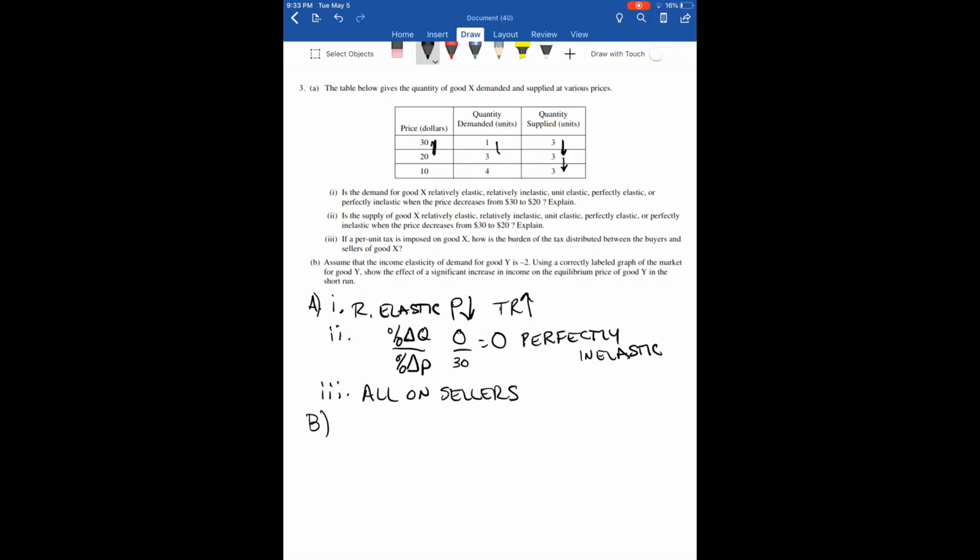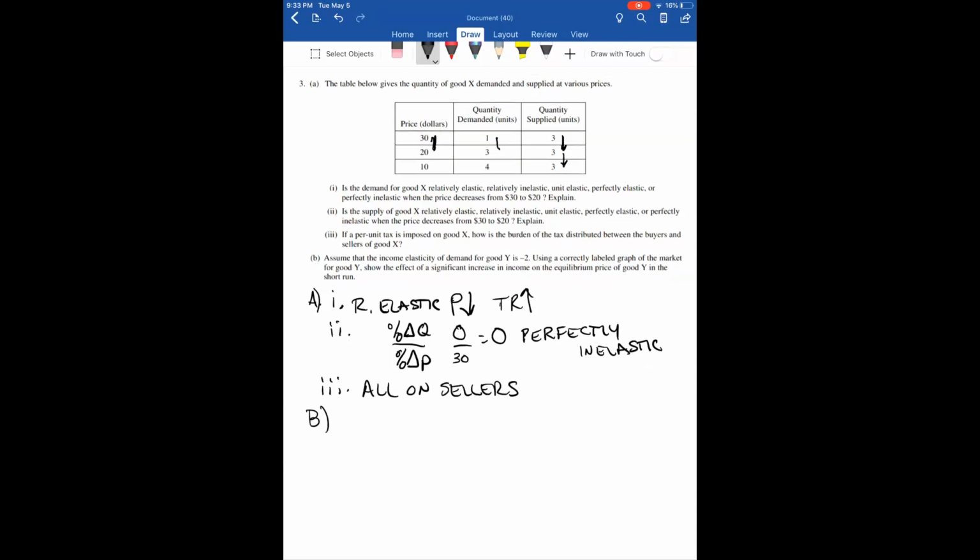Then for letter B, it says assume the income elasticity of demand for good Y is -2. Using a correctly labeled graph of the market for good Y, show the effect of a significant increase in income on the equilibrium price of good Y in the short run.